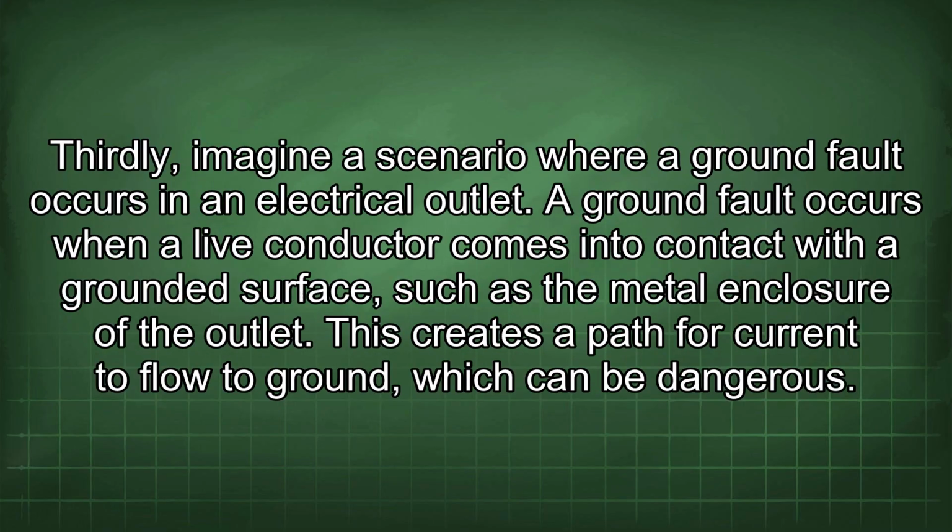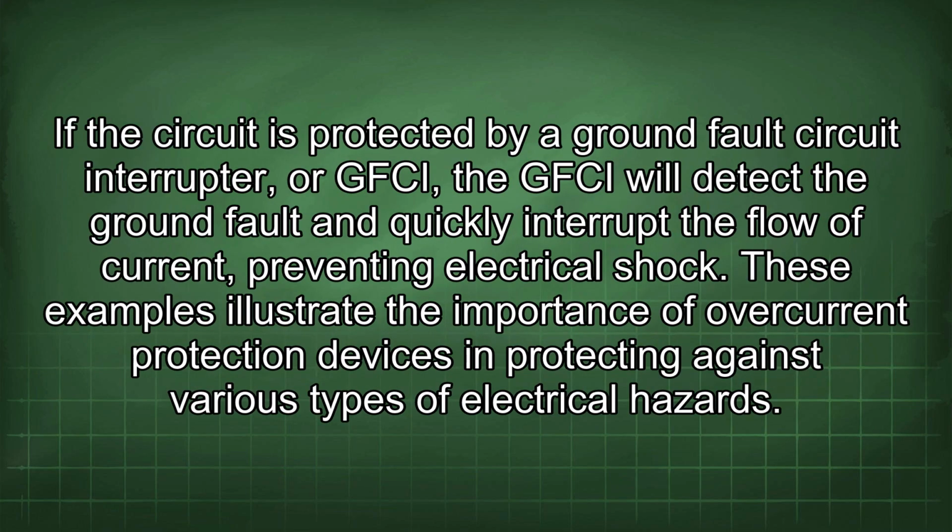Thirdly, imagine a scenario where a ground fault occurs in an electrical outlet. A ground fault occurs when a live conductor comes into contact with a grounded surface, such as the metal enclosure of the outlet. This creates a path for current to flow to ground, which can be dangerous. If the circuit is protected by a ground fault circuit interrupter, or GFCI, the GFCI will detect the ground fault and quickly interrupt the flow of current, preventing electrical shock.